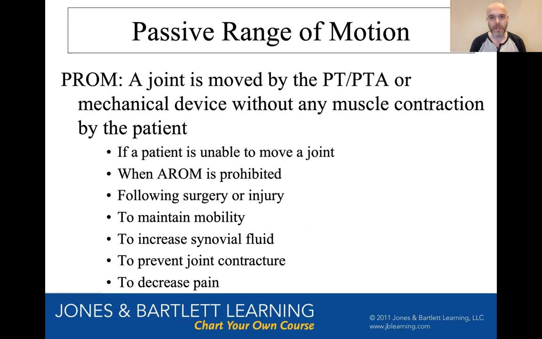Like I said, passive range of motion is moved by the therapist or a mechanical device, if the patient's unable to do it by themselves, or if active range of motion would be contraindicated, maybe it would cause injury to the healing process or something like that. We do passive range of motion to decrease pain and to decrease the prevalence of a joint contracture. And a joint contracture is the permanent shortening of a joint to where you can no longer stretch it out. And that's no bueno. The only thing that can undo a contracture is surgery.